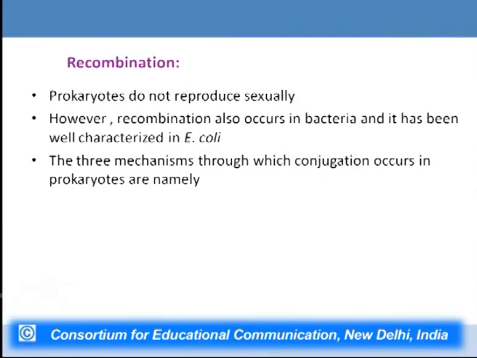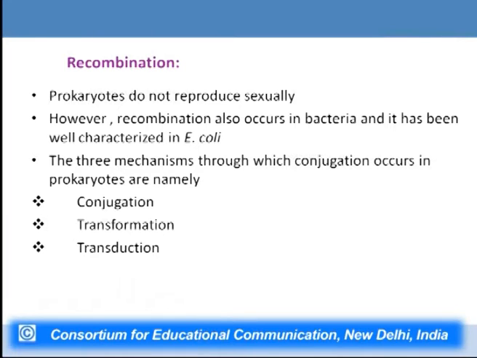Now we all know that prokaryotes do not have male and female sex, and they do not reproduce sexually. They undergo asexual reproduction. But there are methods by which recombination does occur in prokaryotes, and it has been characterized in a number of species, and it has been very well characterized in Escherichia coli. The three mechanisms through which recombination occurs in prokaryotes can be named as conjugation, transformation and transduction.